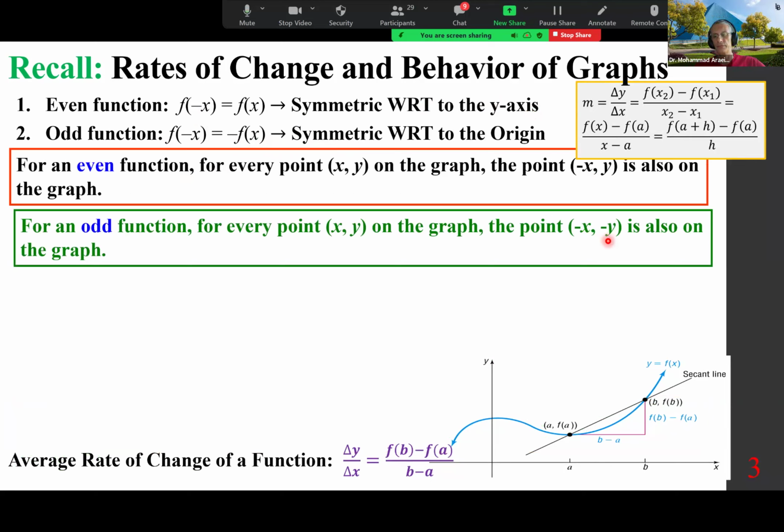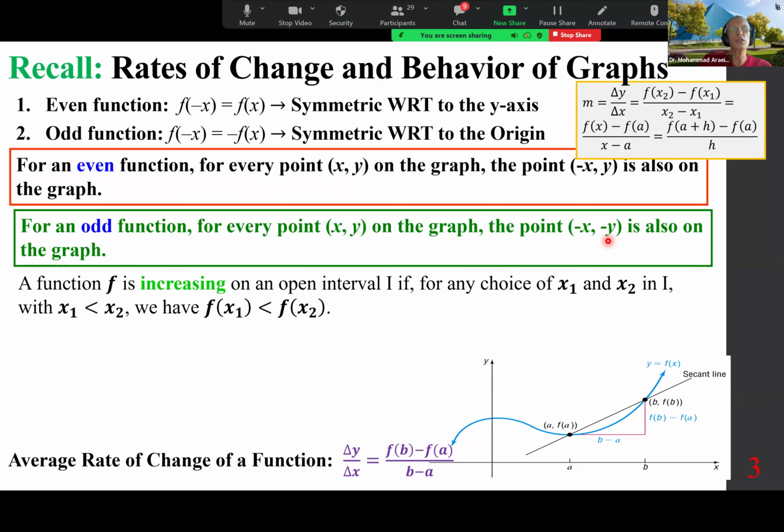For an odd function, for every point x comma y on the graph, the point negative x comma negative y is also on the graph. A function is increasing in an open interval if, for any choice of x sub 1 and x sub 2 in the interval, x sub 1 less than x sub 2 gives f of x sub 1 less than f of x sub 2. That means increasing.